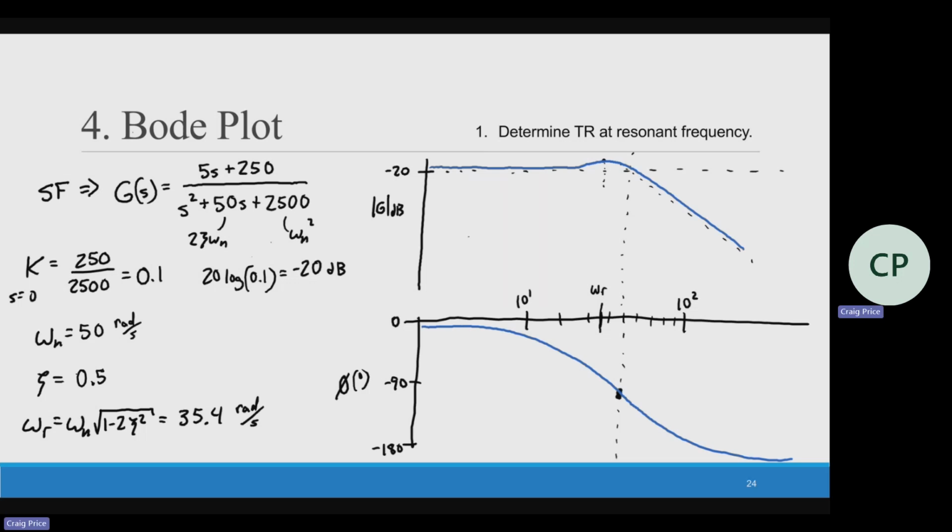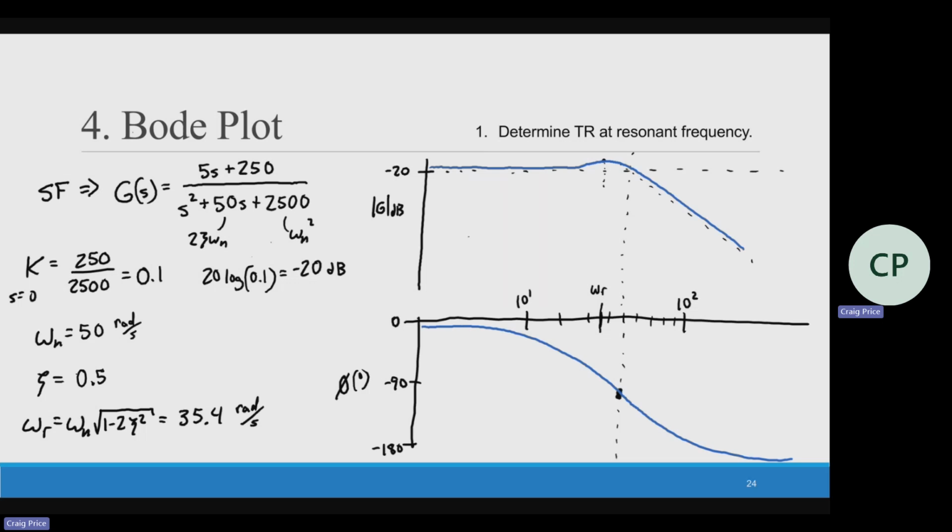I would plug that into the sinusoidal transfer function. And so with that, then we could actually solve for the magnitude. We take 20 log of that, and that'll give us our decibel. So that's how you can find the actual value for that bump.